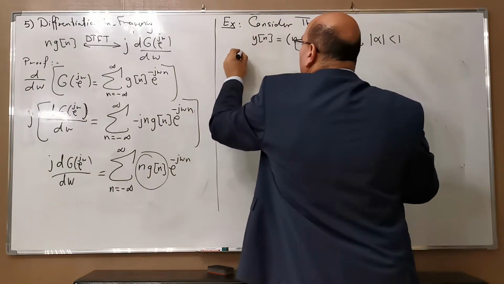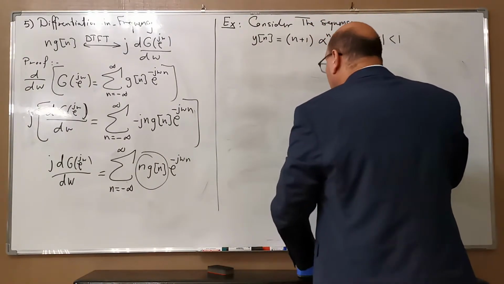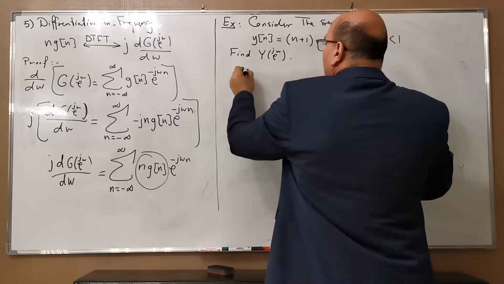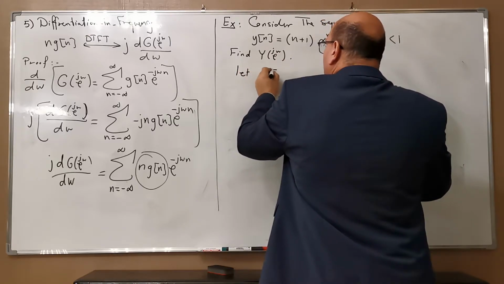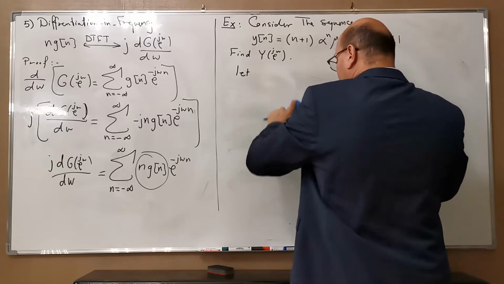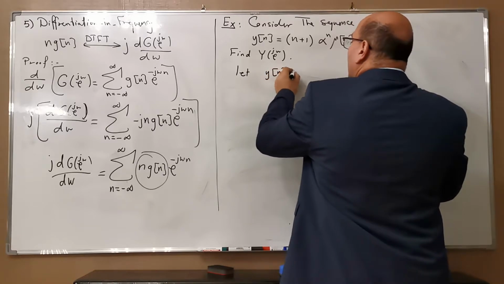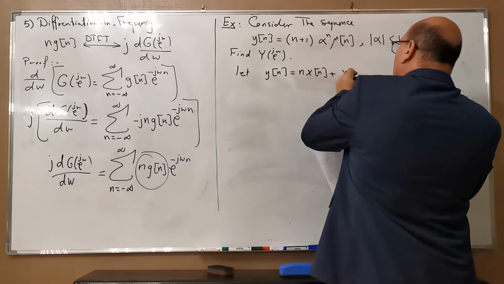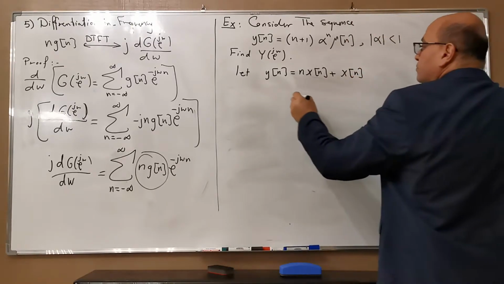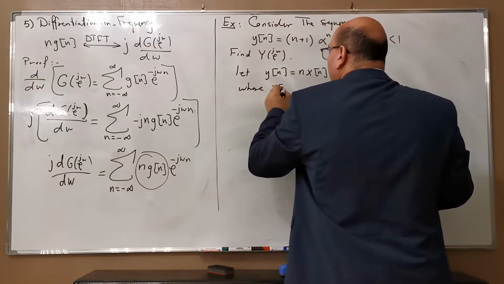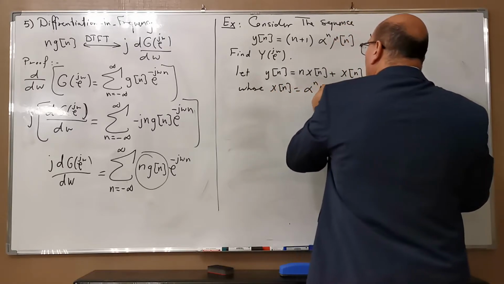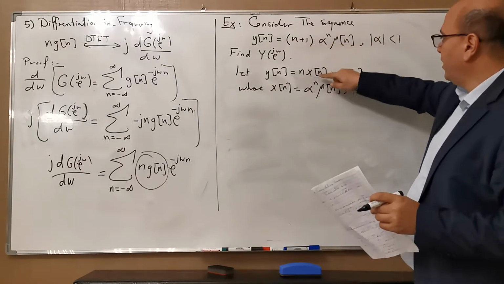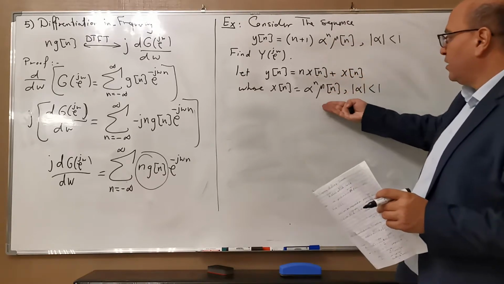What we need here is to find Y of e to the j omega. I'm going to let y of n equal n x of n plus x of n, where x of n is equal to alpha to the n mu of n, and the magnitude of alpha is less than 1. So we expand this one. We rename alpha to the n mu of n as x of n, and we put it in this form.